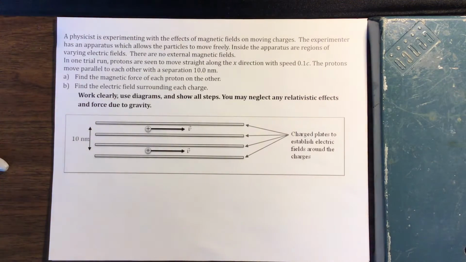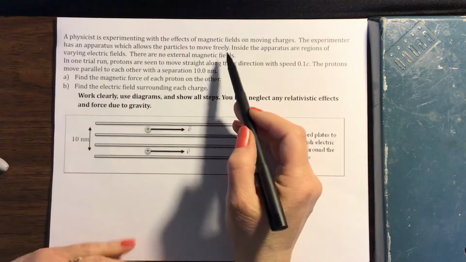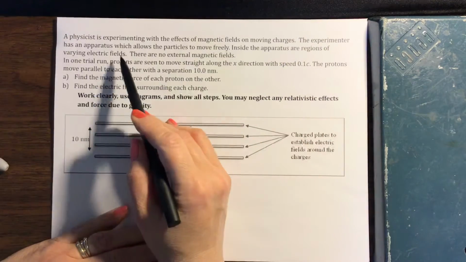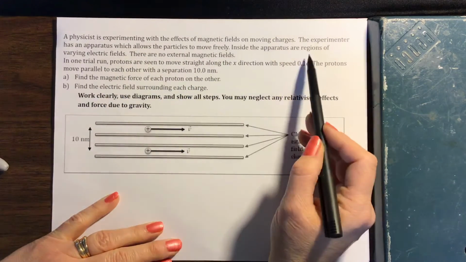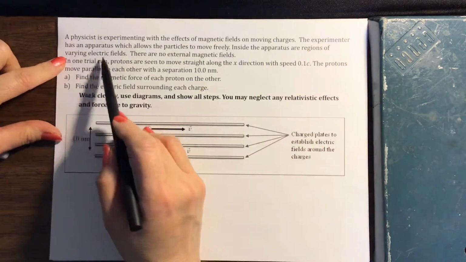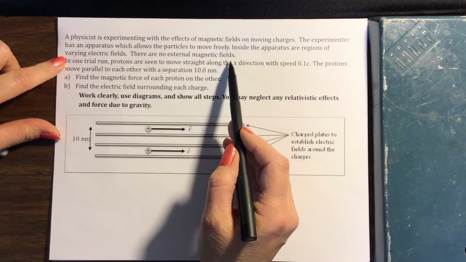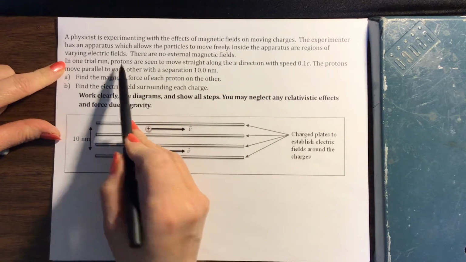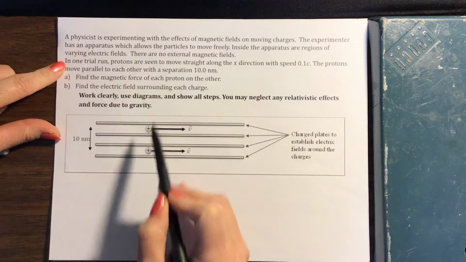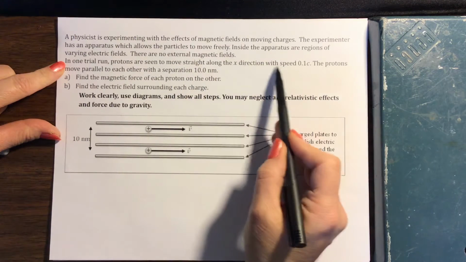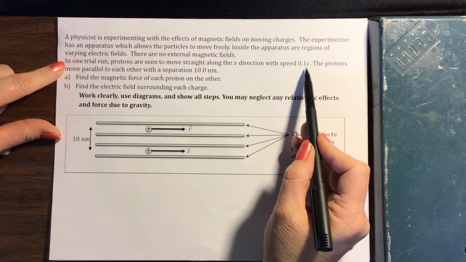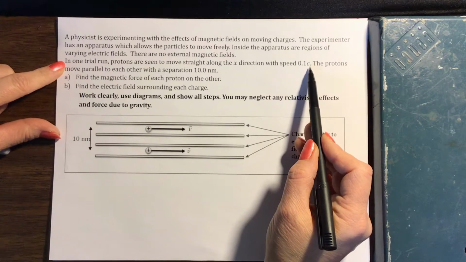In this equation, we have a physicist experimenting with the effects of magnetic fields on moving charges. We have an apparatus that lets particles move freely, and inside we have some varying electric fields and no external magnetic fields. In one trial run, we have protons, that's these charges here. They move straight in the x direction with a speed of 0.1 c, where c is 3 times 10 to the 8 meters per second.